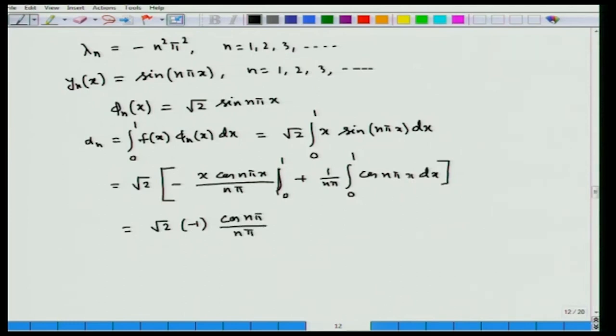The last integral will be exactly equal to 0, and if we substitute x equal to 0, that is the lower limit, into the first term, that will also be equal to 0. So, we will be left only with the term root 2 times minus 1 cos(n pi) divided by n pi. Now, cos(n pi) is equal to (minus 1) to the power n. So, this is equal to (minus 1) to the power n plus 1 times root 2 divided by n pi. So, this is actually the value for alpha_n.